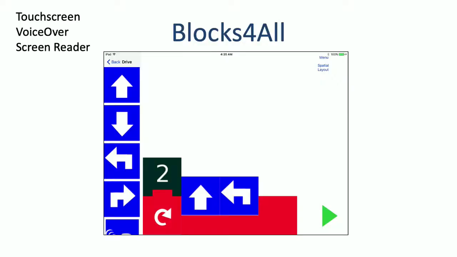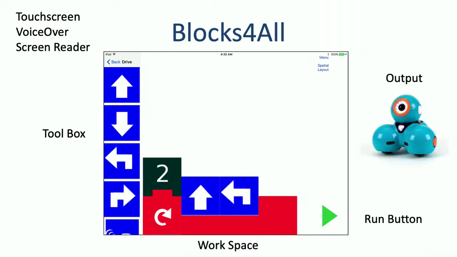And this is a picture of the screen, roughly. We're using a touch screen, which is pretty accessible, generally. There's a toolbox on the left. There's the workspace where you write your program. And there's the run button on the right. And the output is this Dash robot. So thank you very much.